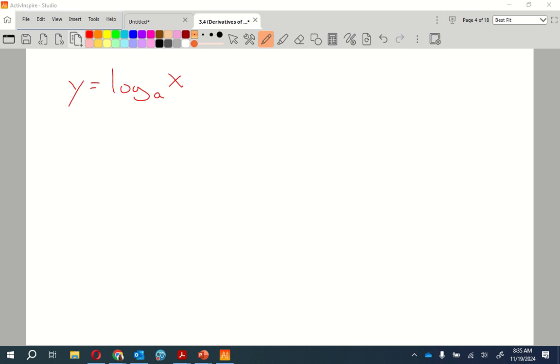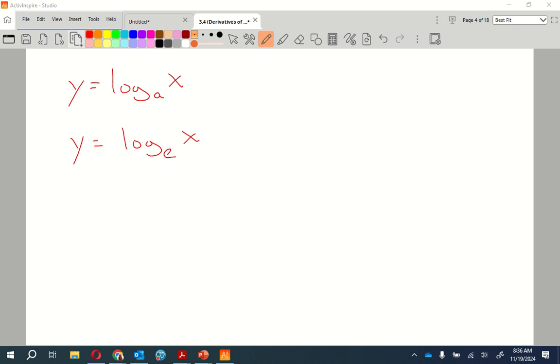Isn't ln a regular log? Yeah. But that's a log with what base? It's a log base e. Okay, if you forgot that, it's fine. So I'm going to say y equals log base e of x. So ln is just log base e. Okay, good.